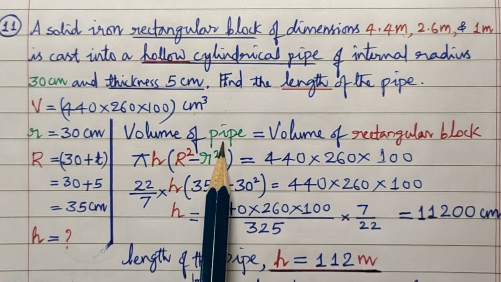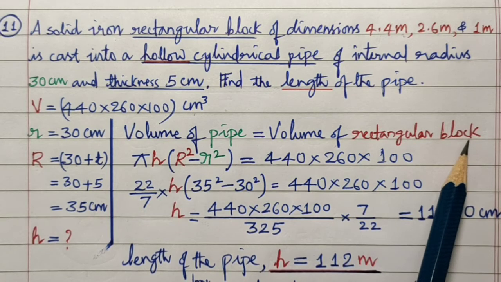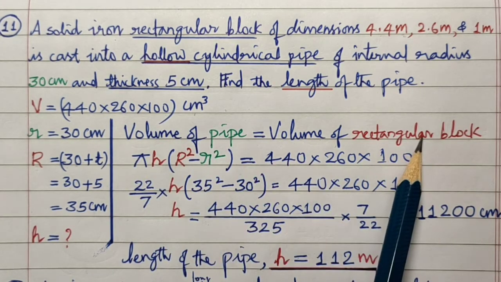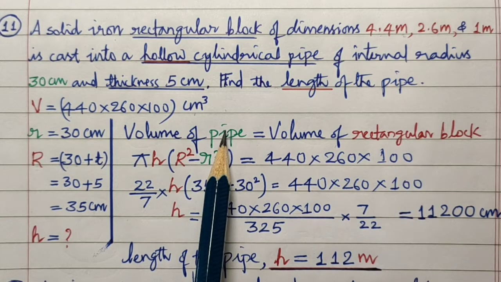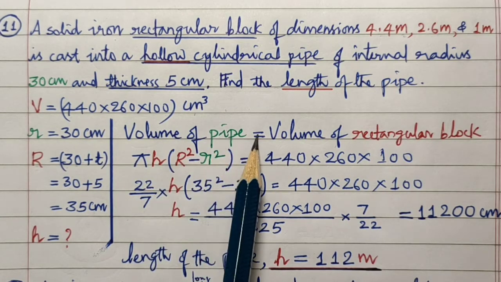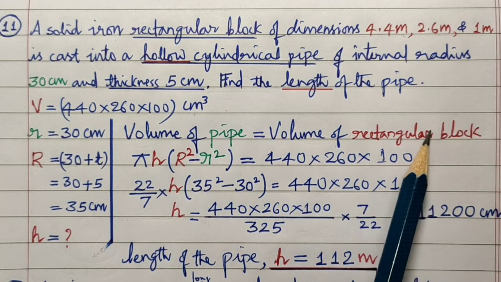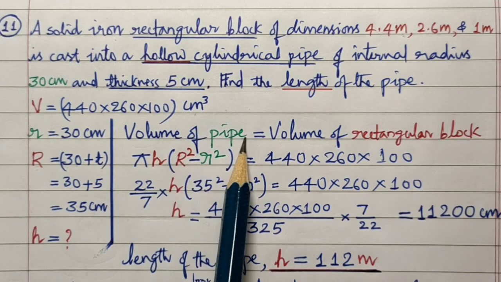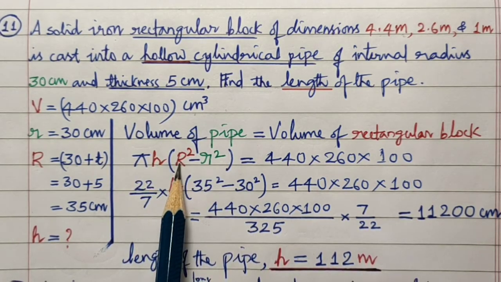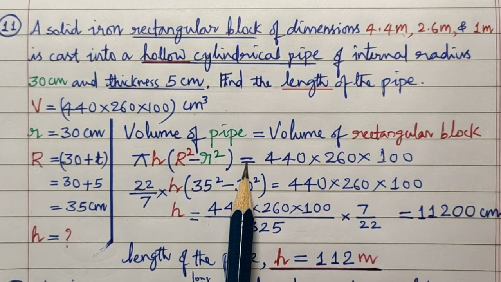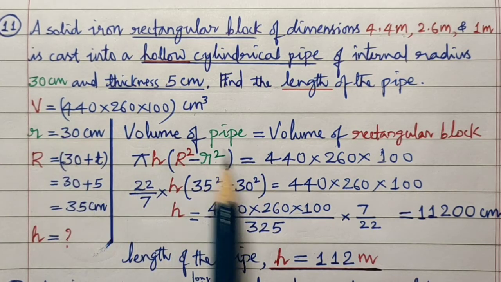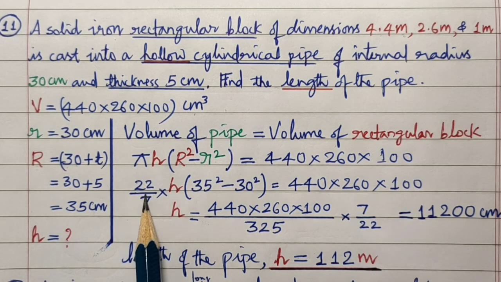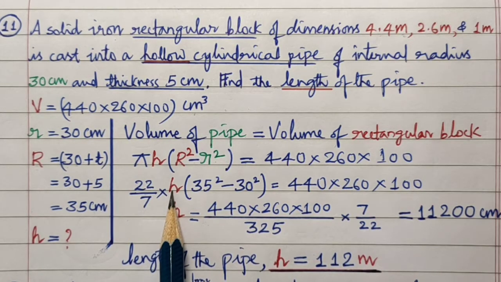Volume of the pipe is equal to volume of the rectangular block. Whatever pipe we make, its volume is going to be the volume of the rectangular block from which we made the pipe. From the block only we have made it, therefore these two volumes are equal. Volume of the pipe is equal to pi h into R square minus r square. That is equal to the volume of the rectangular block, 440 into 260 into 100, with pi as 22/7. We need to find h.